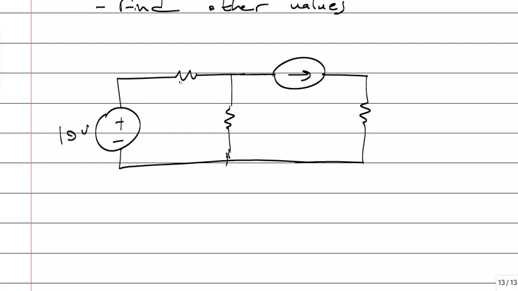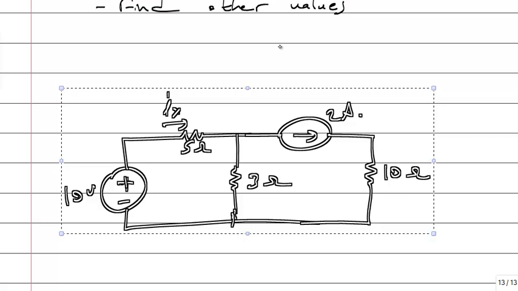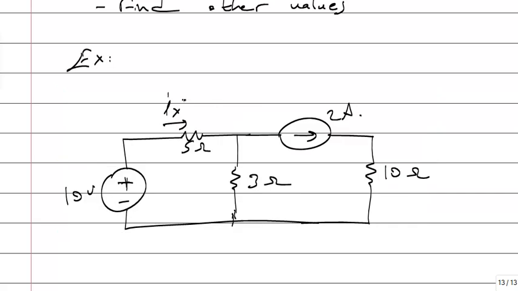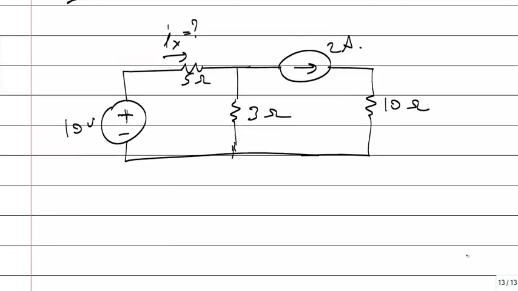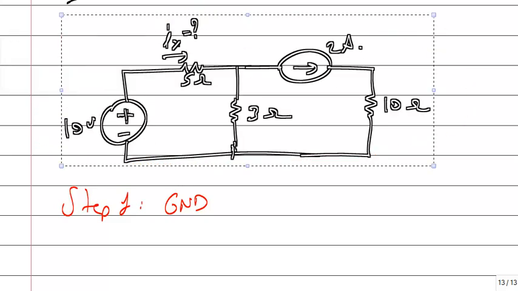Let me say 10 volts, 5 ohm, 3 ohm, 10 ohm, 2 amps. Question, what's Ix? So Ix is the current of a resistor. Let me apply the node method. Step 1, select the ground. This is my circuit.